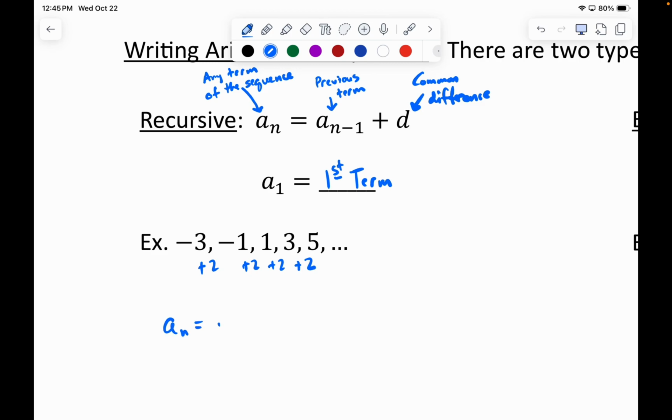A of n equals A of n minus 1. I'm going to highlight both of these. These two things are always in your recursive rule, just like that. People all the time, when I let them go on their own and we have the test on this stuff, try to put numbers into places that don't need to be in there. Think of that as a variable equals a variable. Now, the last part says plus d. What am I going to put there? I'm going to put plus 2.